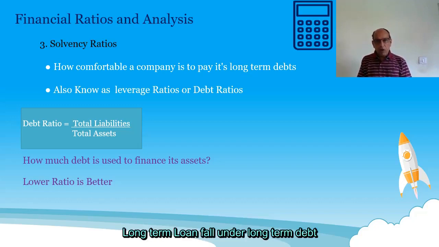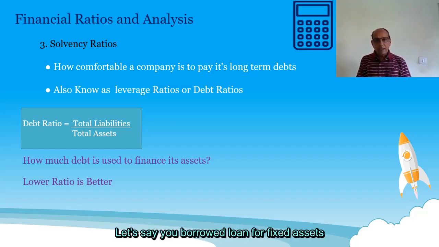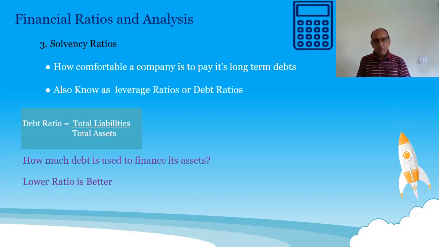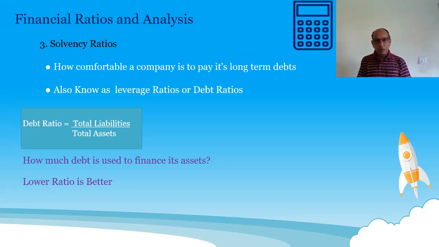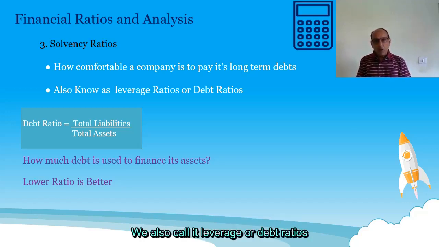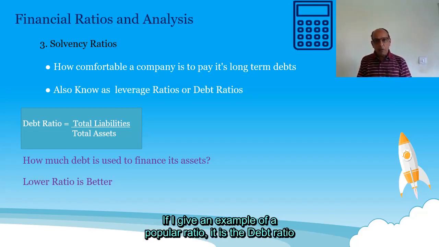Long-term loan falls under long-term debt. Let us say you borrowed a loan for fixed assets. So you can check the position of the company by the solvency ratio. We also call it leverage or debt ratios.